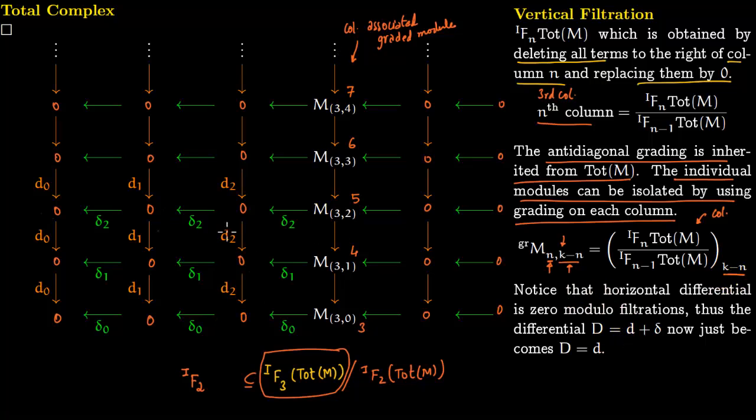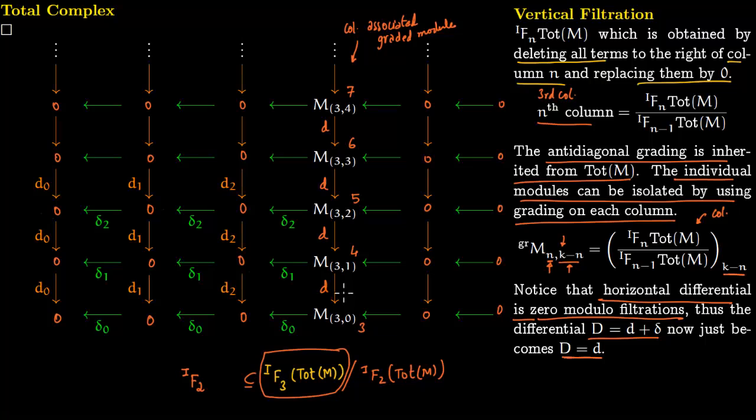Notice that once you modulo out in our associated graded module, the horizontal differential is 0 modulo the filtrations. You can't see any horizontal differentials. These deltas are all going to 0. So the only thing you're left with is these. The only thing you have is the vertical differential if you're looking at your associated graded module. Our differential, which was d plus delta in the total complex, now in this associated graded part just becomes the vertical differential.